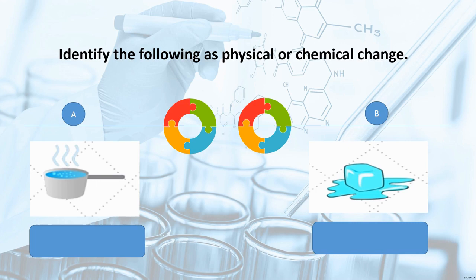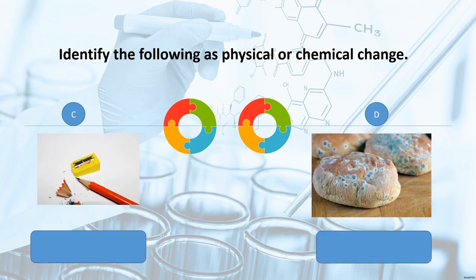Identify the following as physical or chemical change. What is A? Chemical change. What is B? Physical change. Very good, students. Let us continue. What is C? Physical change. And what is D? Chemical change. Good job, students.